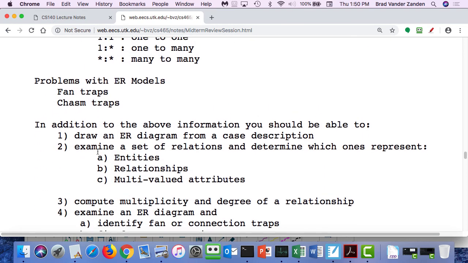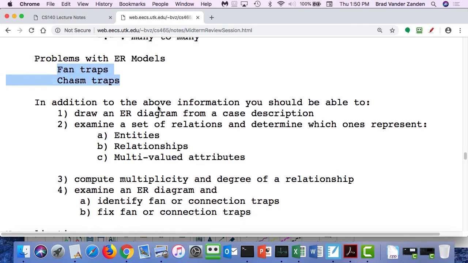And finally, you need to be able to tell me about fan traps and chasm traps. I actually do need you to be able to recognize in an ER diagram what a fan trap looks like, what a chasm trap looks like, and how you would fix it in an ER diagram. I'd give you multiple choice answers, and you would then have to show me which diagram fixed it.